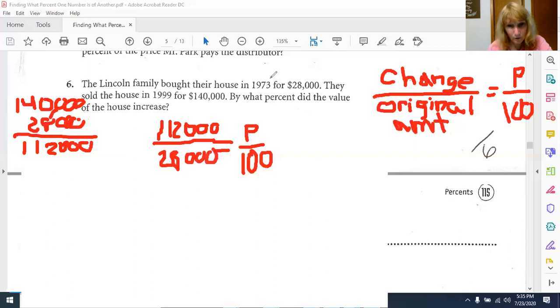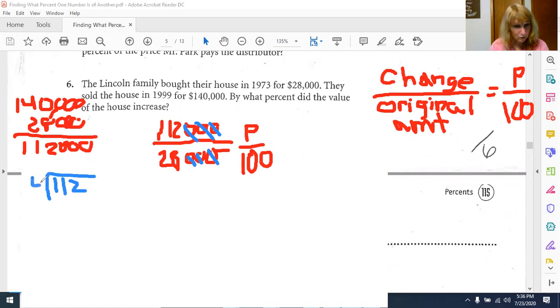Now I'm going to just get rid of my zeros because every zero that has a 0 above it, I can get rid of. Get rid of all those 3 zeros. And now it's easier to reduce. 112 over 28. So 4 will work. Let's try 4. 112 divided by 4.